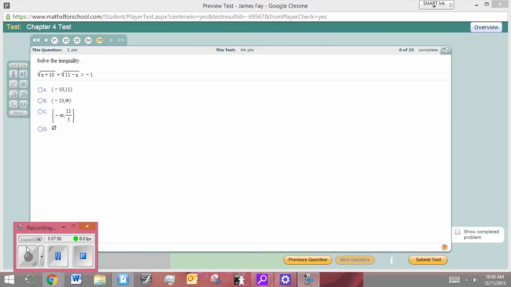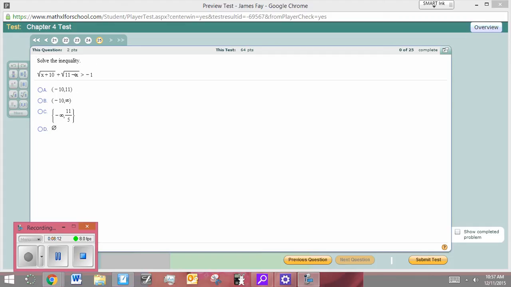To answer this question, you could have graphed it and seen when is the left-hand side above the line y equals negative 1. All right, and that's going to be, I believe, if you were to graph it, you're going to find it's option A. It's between negative 10 and 11. But if I'm going to do it by hand, I need to isolate one side of the, or sorry, one radical.